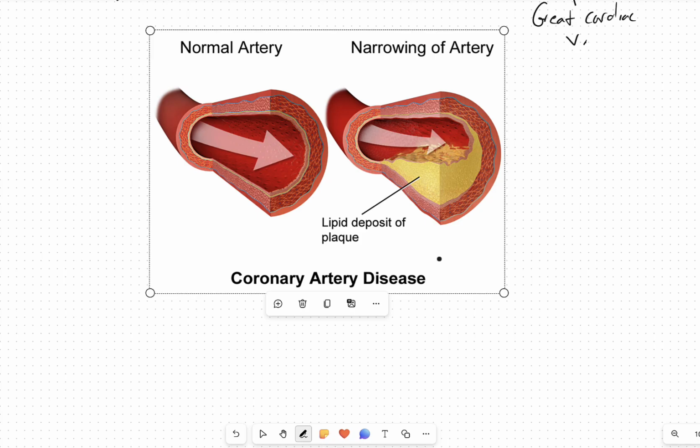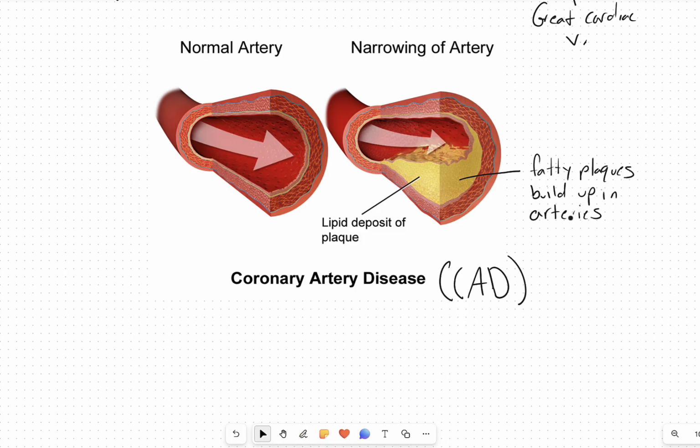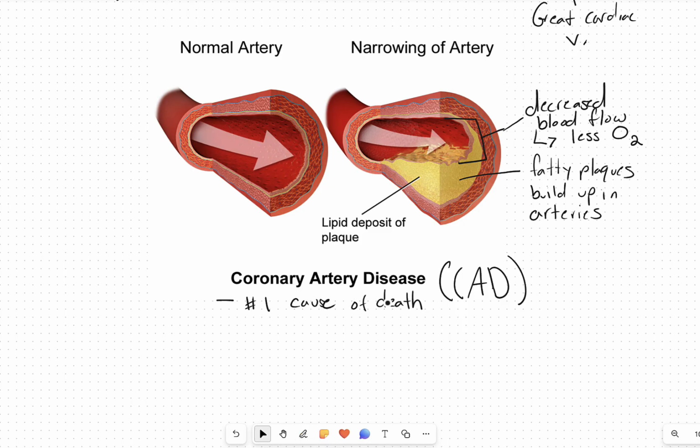Coronary artery disease, or CAD, occurs when fatty plaques are going to build up inside of the arteries. So as the plaques build up, they make the artery diameter smaller, which means that there is less room for blood to flow, which causes a decrease in the amount of blood that flows through the arteries. Because there's less blood flowing through the artery, we're going to see less oxygen getting delivered to the heart muscle. Coronary artery disease is the #1 leading cause of death worldwide.